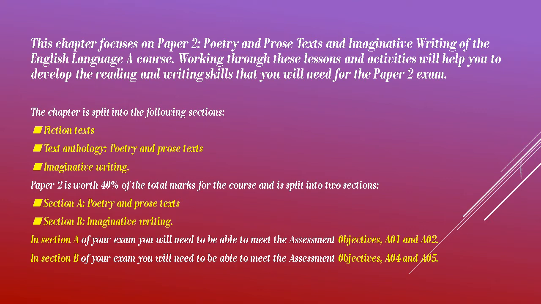And 3, imaginative writing. So paper 2 is worth 40% of the total marks for the course and is split into 2 sections. Section A, which will be poetry or a prose text depending on what they've brought. And section B, imaginative writing. In section A of your exam, you'll need to be able to meet assessment objectives AO1 and AO2. And in section B of your exam, you'll need to be able to meet assessment objectives AO4 and AO5.